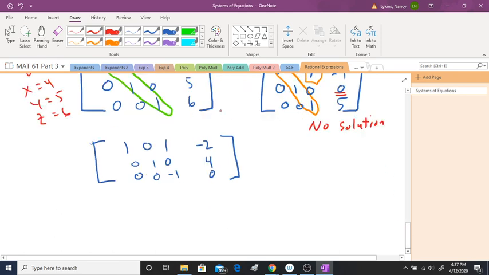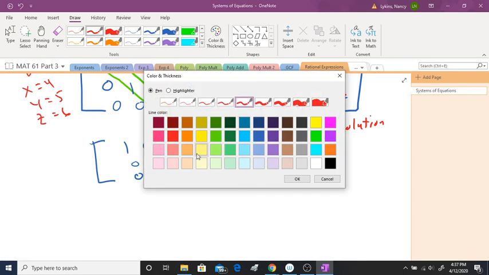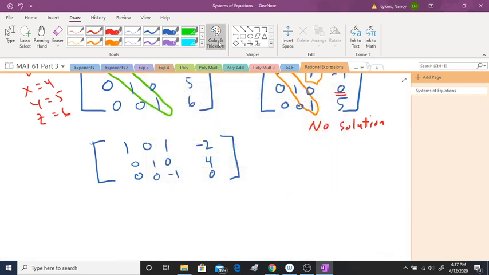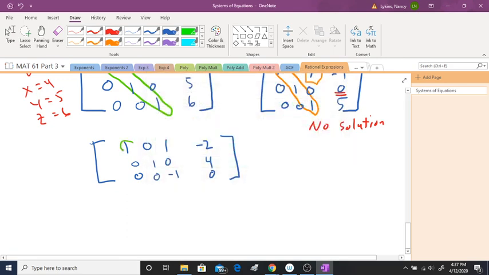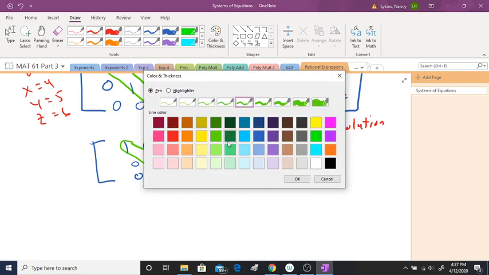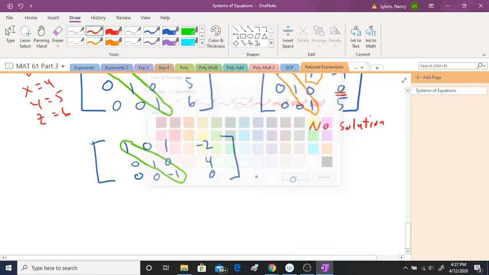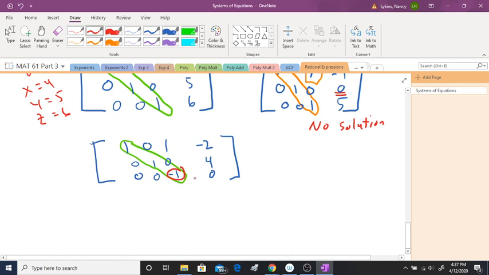Finally, let's look at the other one. Now, notice I've got a diagonal, but watch this. There are 2 things that happen in this one. You cannot have a negative 1, and you cannot have this 1 here. So this is also no solution.